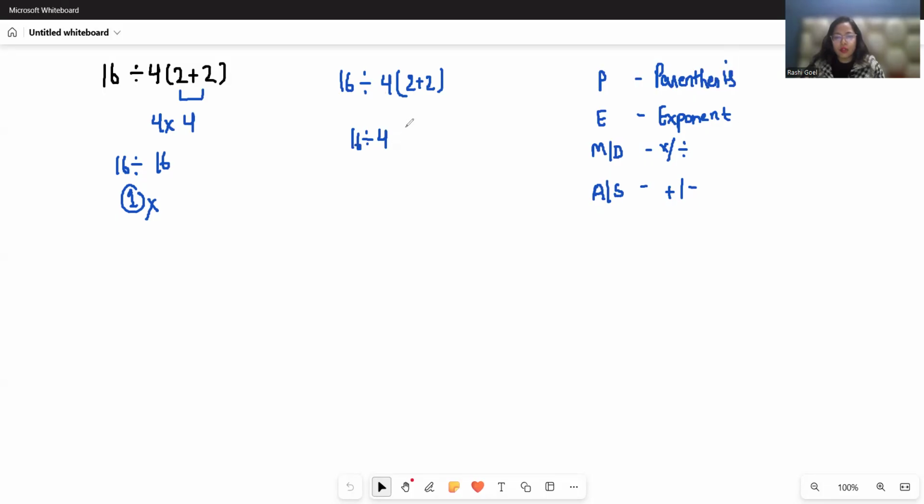So rewrite the terms: 2 plus 2 is 4. Now remove the bracket and put a multiplication sign. Now we know that multiplication and division both have the same priority, but we have to solve them from left to right. So 16 divided by 4 is 4, times 4, that is 16.